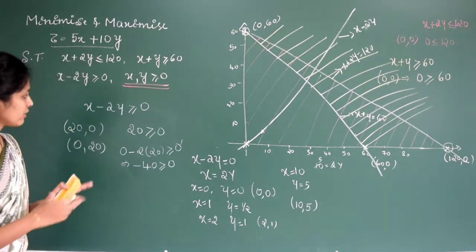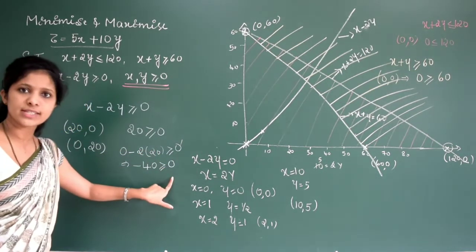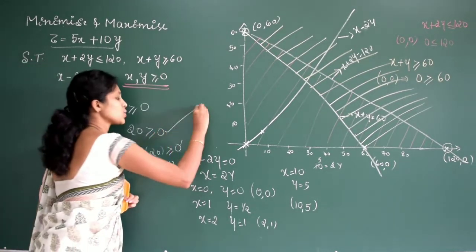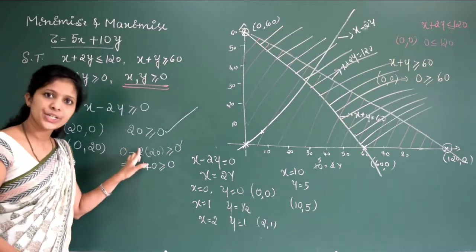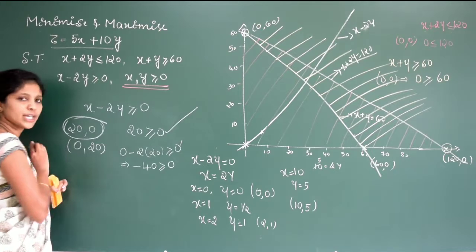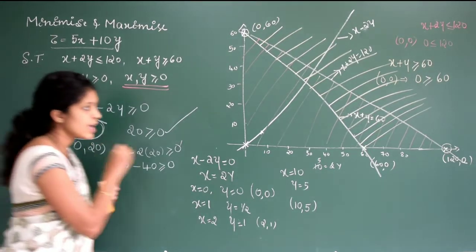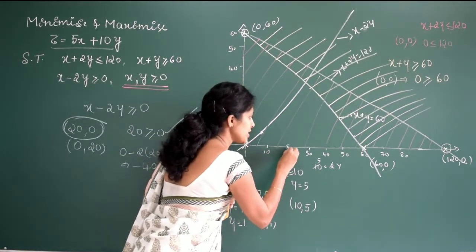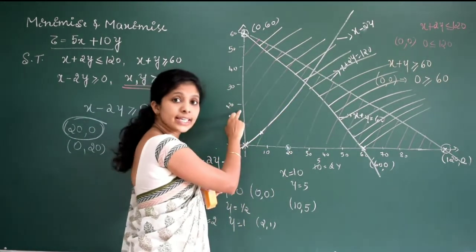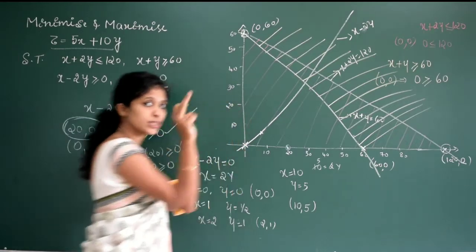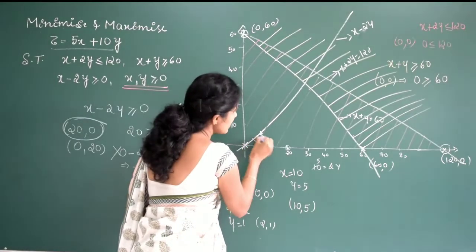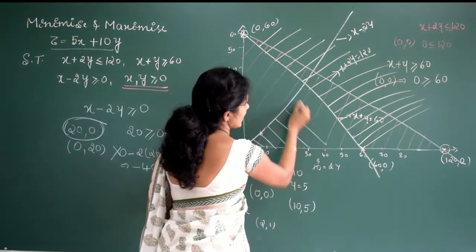Which one is true? Whether 20 is greater than 0 or minus 40 is greater than 0. Obviously 20 is greater than 0, right? So this point is true. Is it clear? 20, 0. This point is on the x-axis. The point is here. So the solution region for this one will be the downward, because we cannot take 0, 20, since for this one this is not true. Is it clear? I hope you are getting this one.